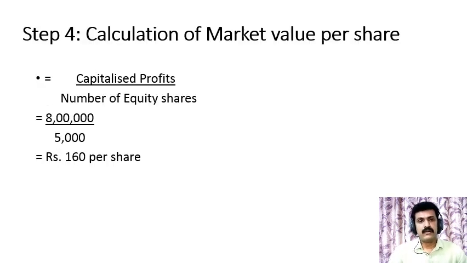And in the last step, we have to calculate the market value per share by using the equation capitalized profits divided by number of equity shares. Capitalized profits as per step 3 is rupees 8 lakhs divided by number of equity shares 5,000. The total value is 160 per share. So that is the total market value per share is rupees 160.